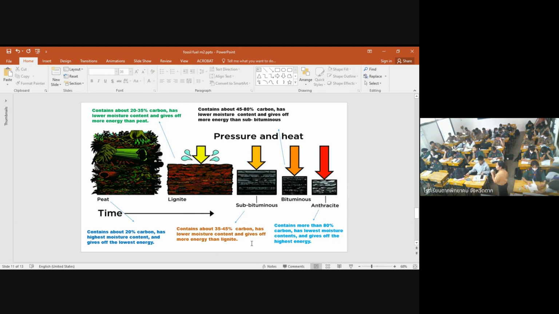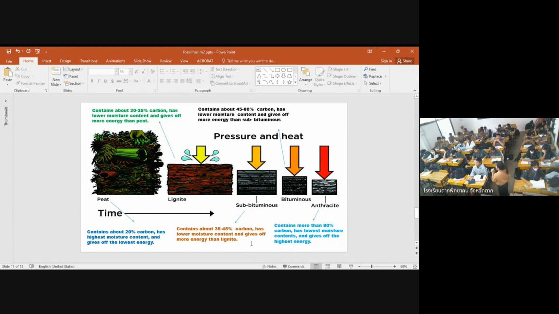So again, the third, we have your subbituminous. This one contains about 35 to 45% carbon. And it has lower moisture content and gives off more energy than lignite. Again, than lignite. So this is your subbituminous. Your bituminous contains about 45 to 80% carbon. Again, 45 to 80% carbon. So it has lower moisture content and gives off more energy than subbituminous. Okay, that is your bituminous.